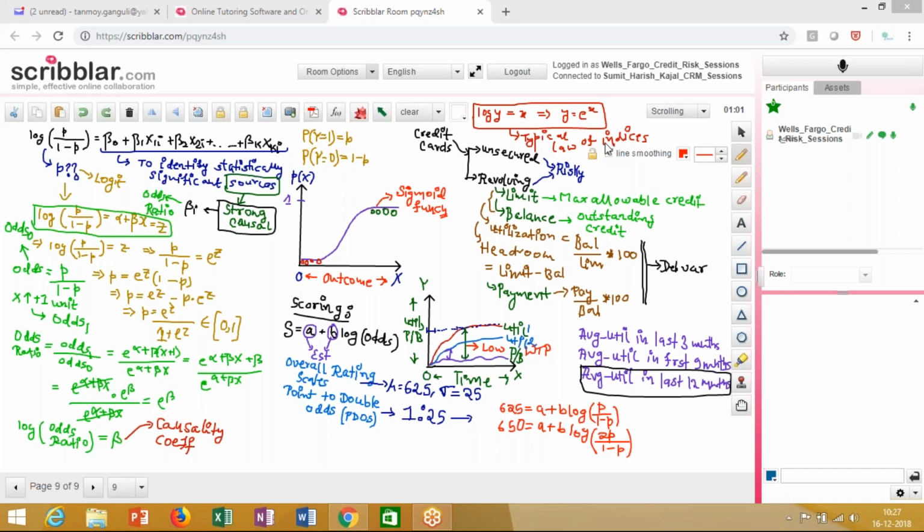So my objective was that I had developed a model, and my objective of using the PDO was to get to this scoring equation. That's it. How exactly a point to double odds table is built is something I have not explored till now, so I would not be able to give you a 100% correct picture of the same.